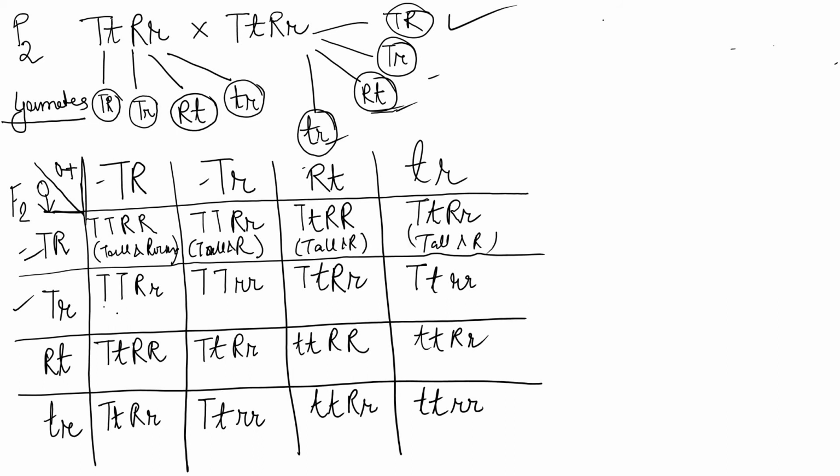Fine. Here what do we see? This is also tall and round seeds. This is tall and wrinkled seeds. One. Okay. Then this is again tall and round seeds. And this is again tall and wrinkled.